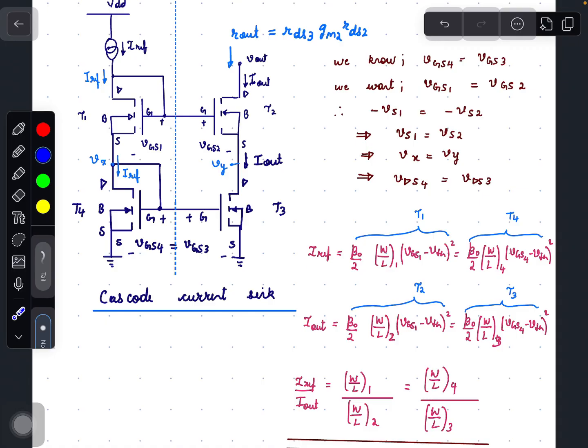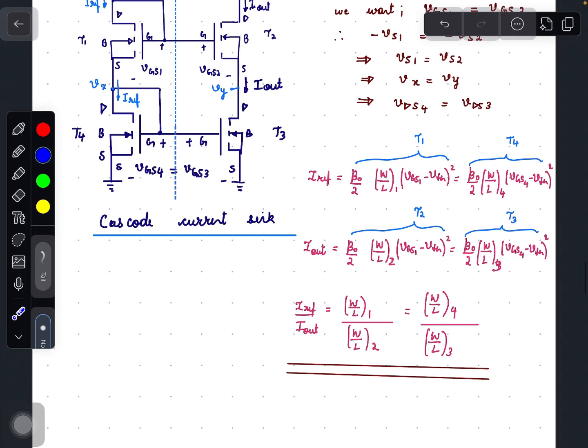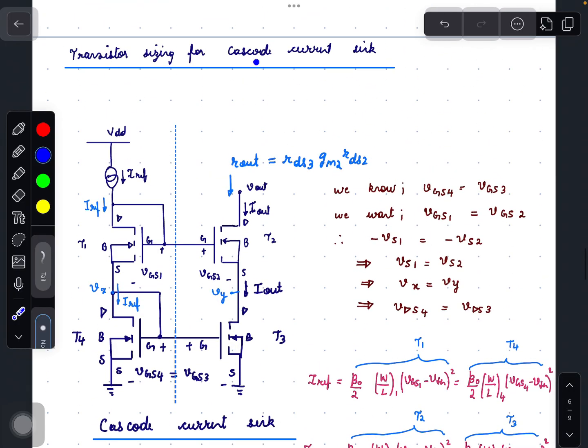Now divide the equations. So we get IRF by I out equals W by L of 1 divided by W by L of 2, which equals W by L of 4 divided by W by L of 3. This is how we size the transistors for a cascode current sink.